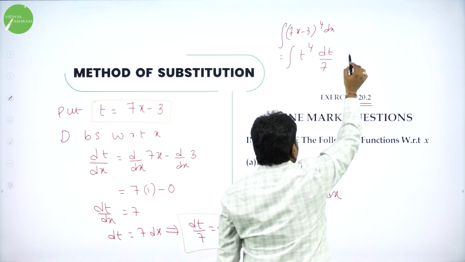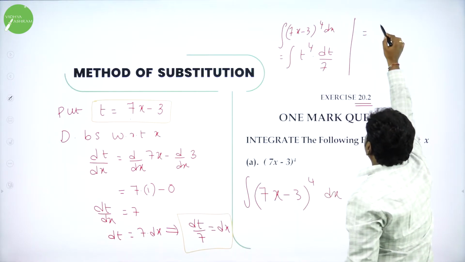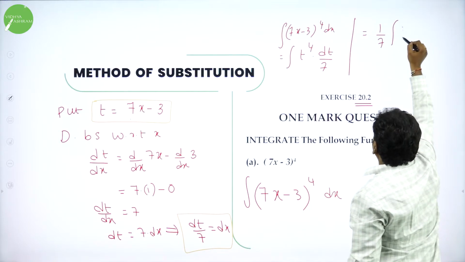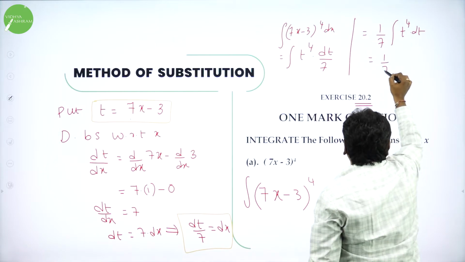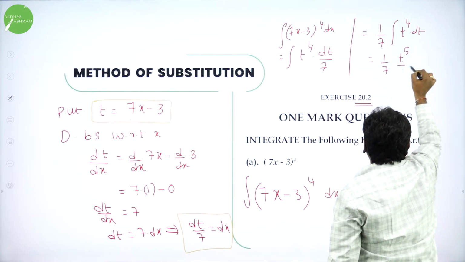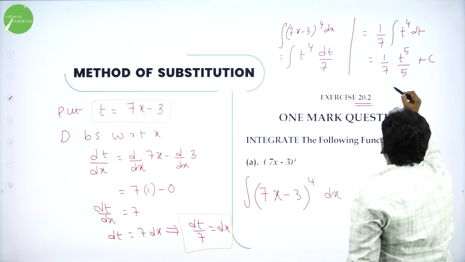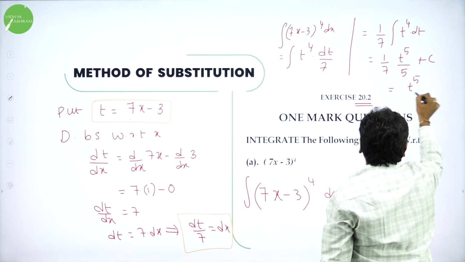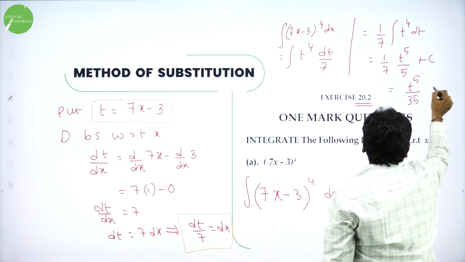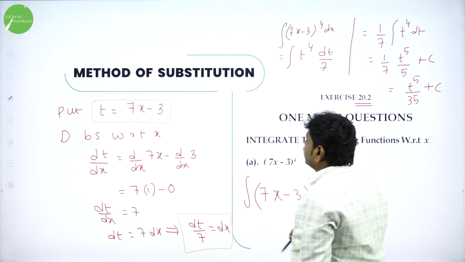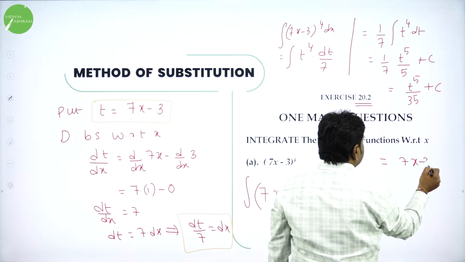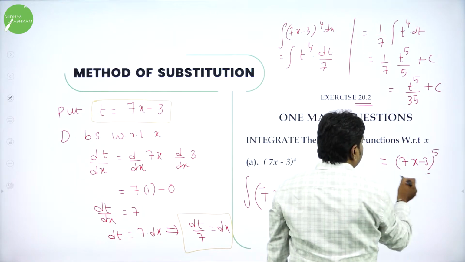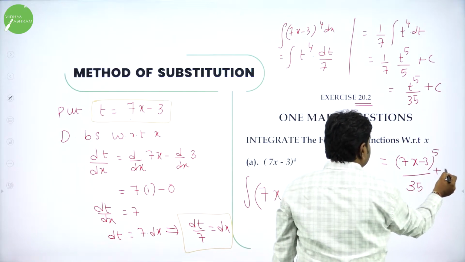You know 1 by 7 is a constant, take it out. If I take 1 by 7 out, I will be left with integration of t power 4 dt. So what is integration of t power 4? Integration of t power 4 is t power 5 by 5 plus c. So simplify this, it will become t power 5 divided by 7 into 5, which is 35, plus c, and substitute the value of t. What is t? 7x minus 3. So the final answer is 7x minus 3 whole power 5 divided by 35 plus c.